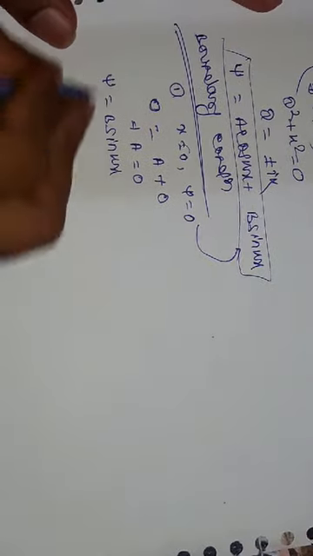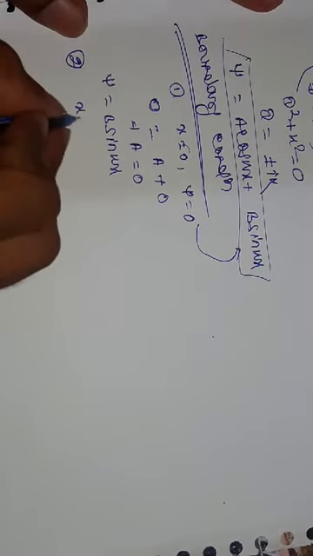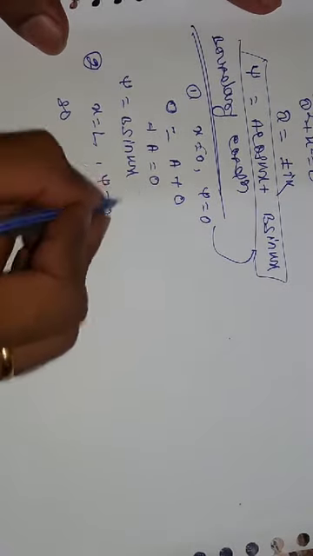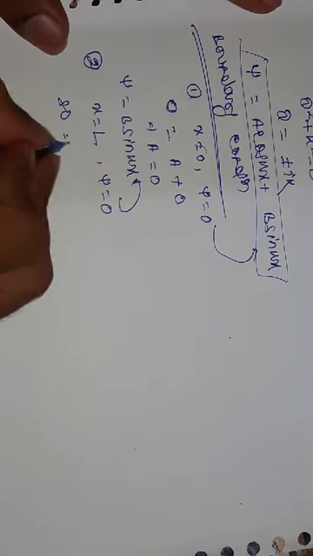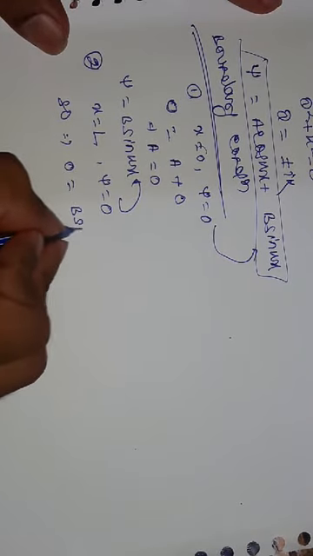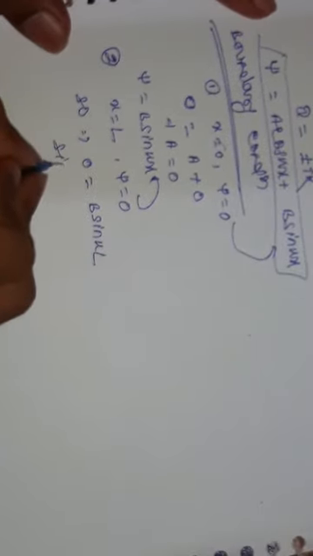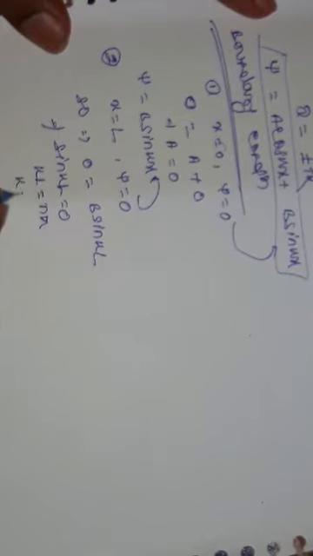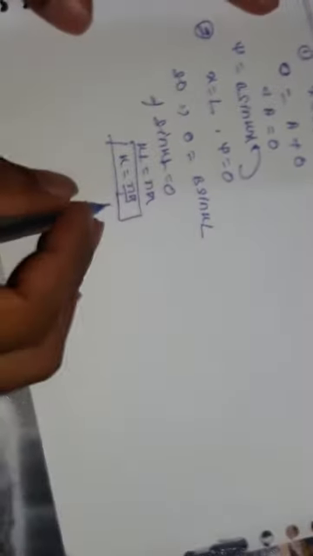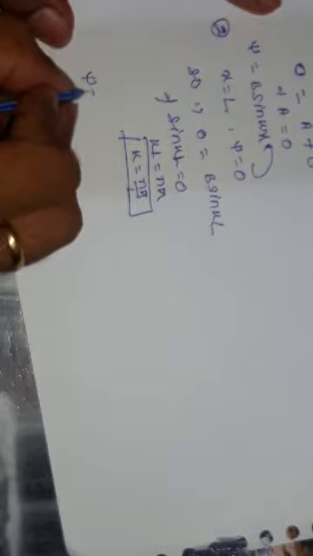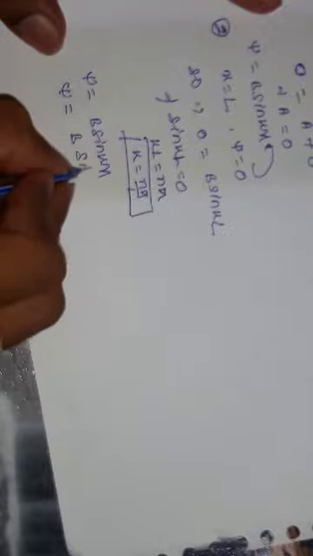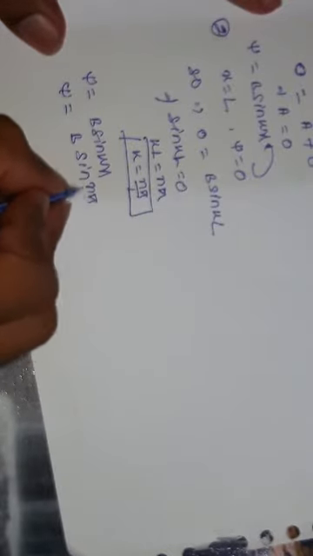Then apply the second boundary condition: at x is equal to L, psi must be 0. So 0 is equal to B sin kL, which implies sin kL is equal to 0. That implies kL is equal to n pi, so k is equal to n pi by L. So the wave function becomes psi is equal to B sin kx, that is, psi is equal to B sin (n pi x by L).